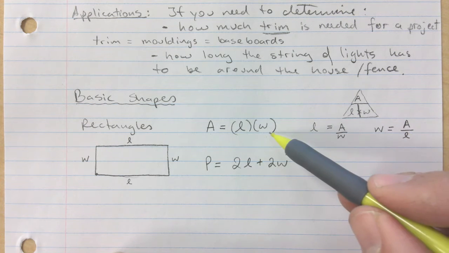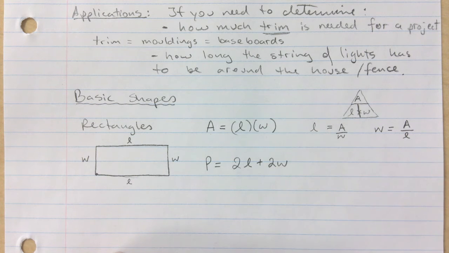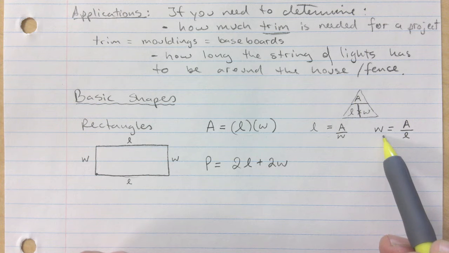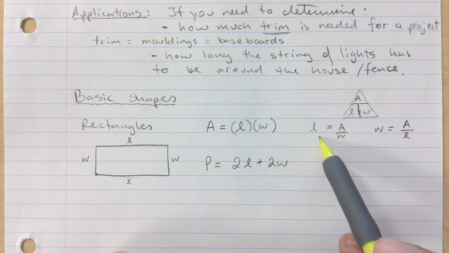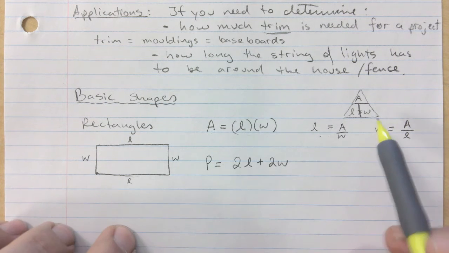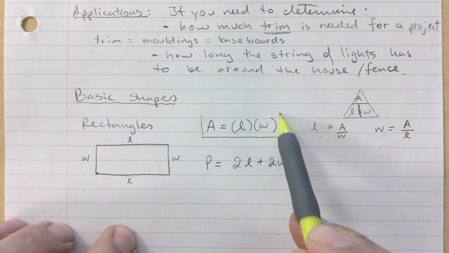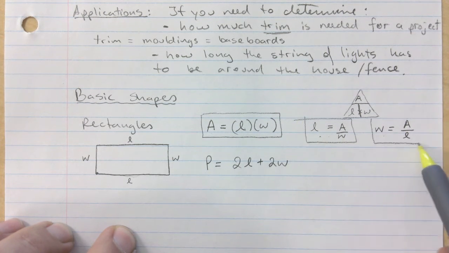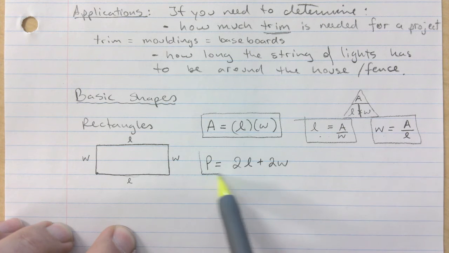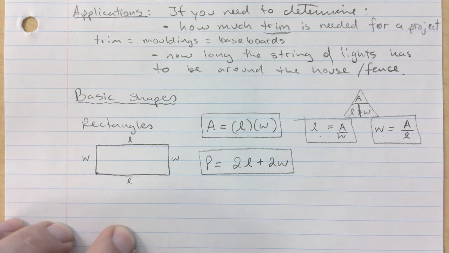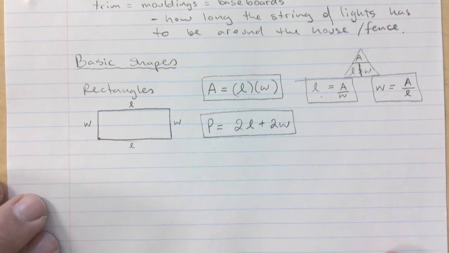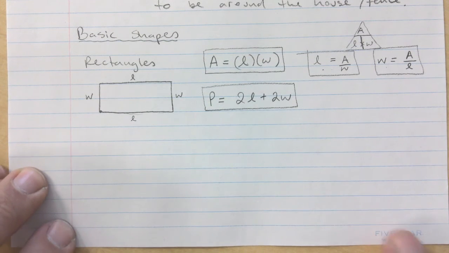So what we've done is we've manipulated this. Manipulated means move things around. You change things so that it looks different. It allows you to find different things. Okay, so from this you've determined that and that. So this always applies to a rectangle. And then we're going to do triangles.